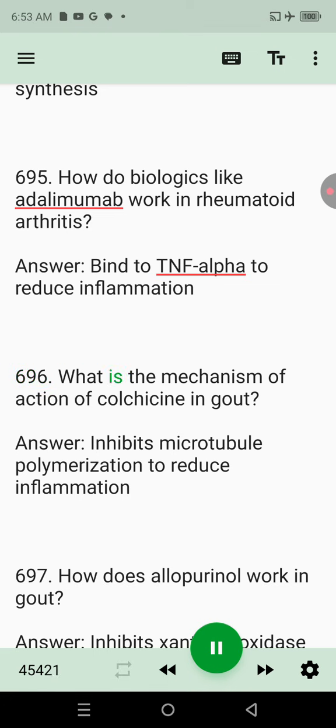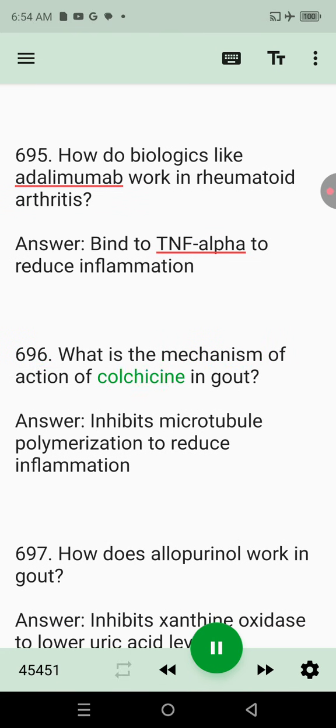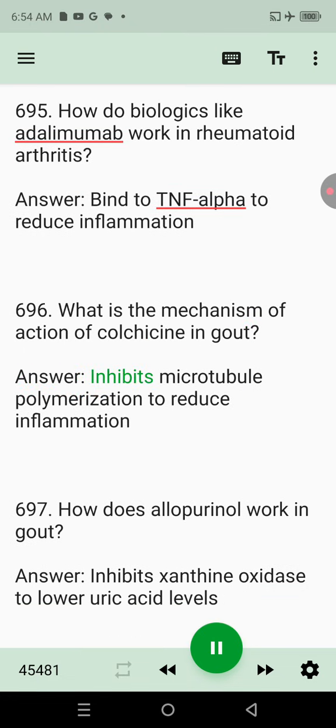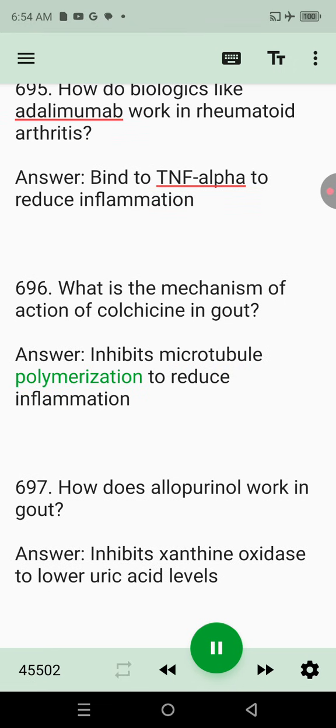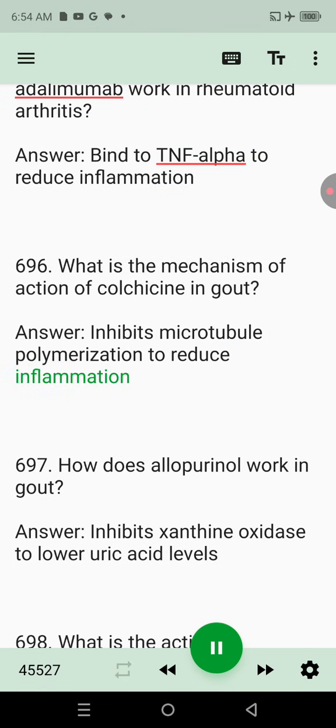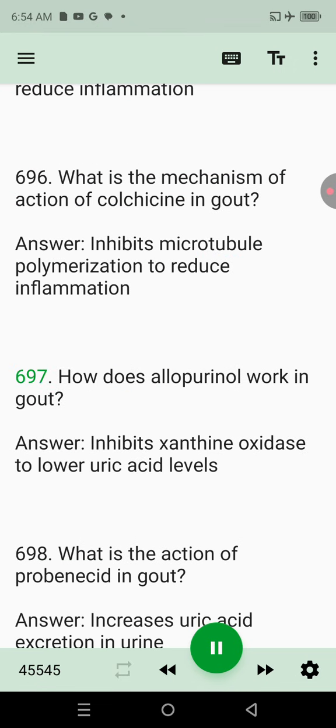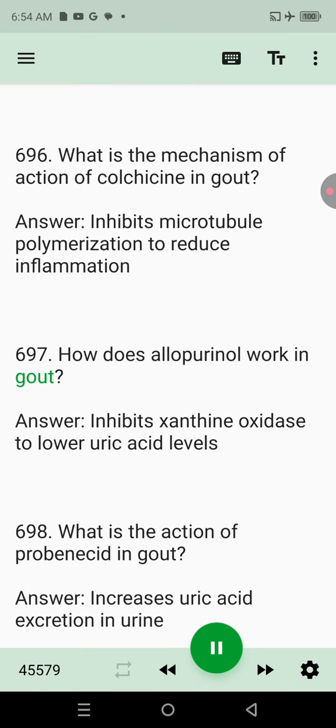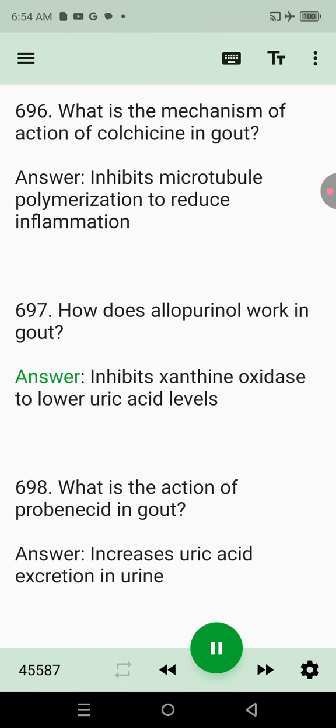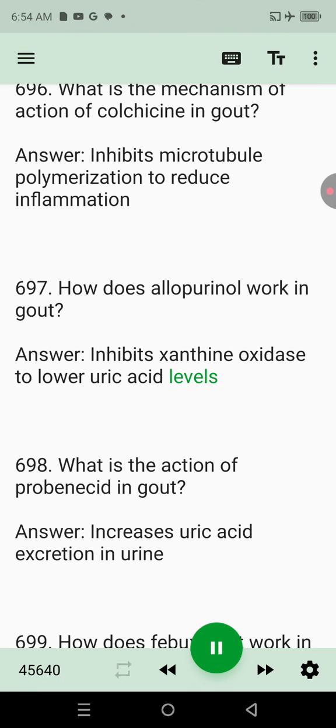696. What is the mechanism of action of colchicine in gout? Answer. Inhibits microtubule polymerization to reduce inflammation. 697. How does allopurinol work in gout? Answer. Inhibits xanthine oxidase to lower uric acid levels.